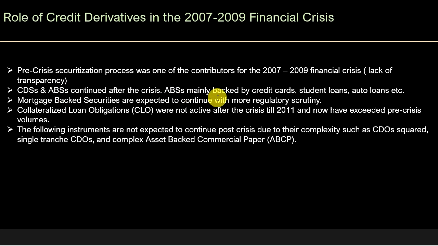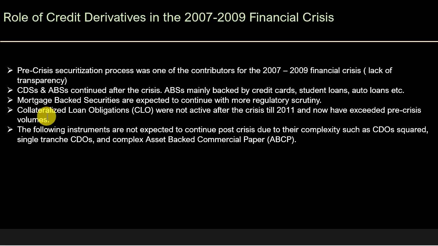Asset-backed securities, mainly backed by credit cards, student loans and auto loans, etc., are still continuing even after the crisis. Also, the MBS market, those are the mortgage-backed securities, is expected to continue with more regulatory scrutiny. Of course, the mortgage-backed securities led to the financial crisis. When we say led, it was one of the reasons. Now the mortgage-backed securities market is still active, but it's subject to more regulatory scrutiny.